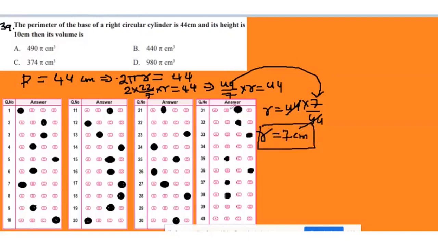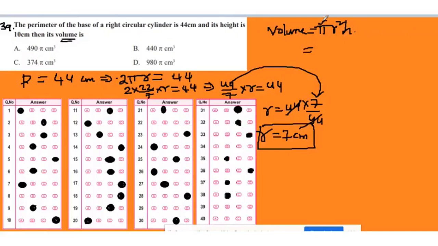They are asking to find the volume of a cylinder. The volume of a cylinder is given by the formula pi r square h. I made a video with all the formulas. You can find that link in the description.